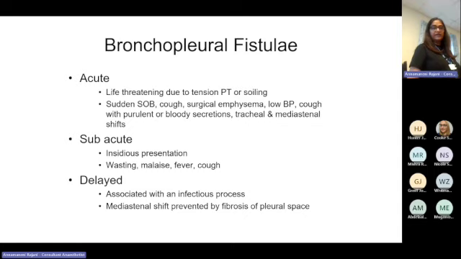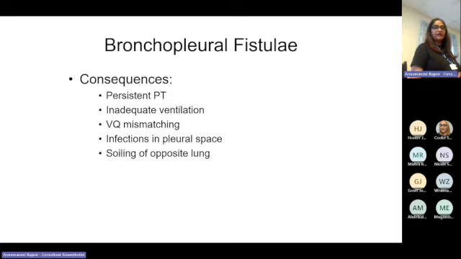Generally, if it is a pneumonectomy and you've got a bronchopleural fistula following a pneumonectomy, then the mediastinal shift is not quite so dramatic, because the space has now been filled with fibrotic tissue, and it prevents that mediastinal shift. Okay, so the consequences of a bronchopleural fistula: you have a persistent pneumothorax, inadequate ventilation, VQ mismatching.